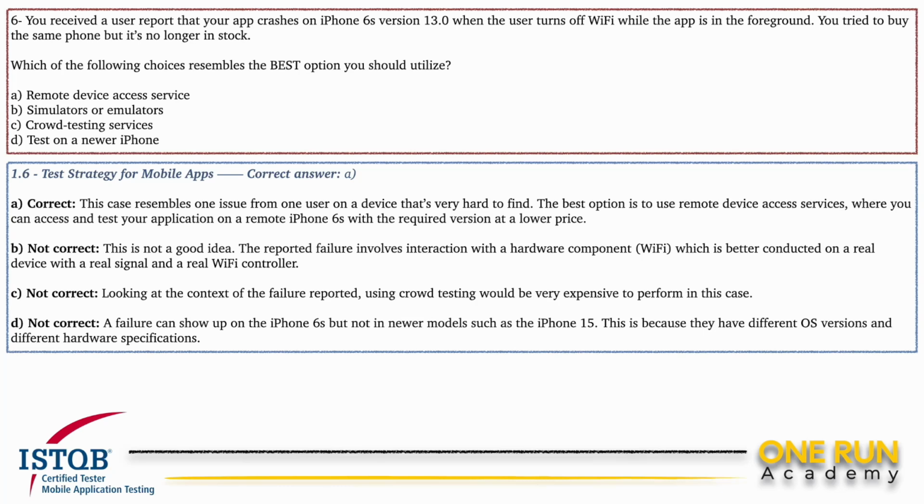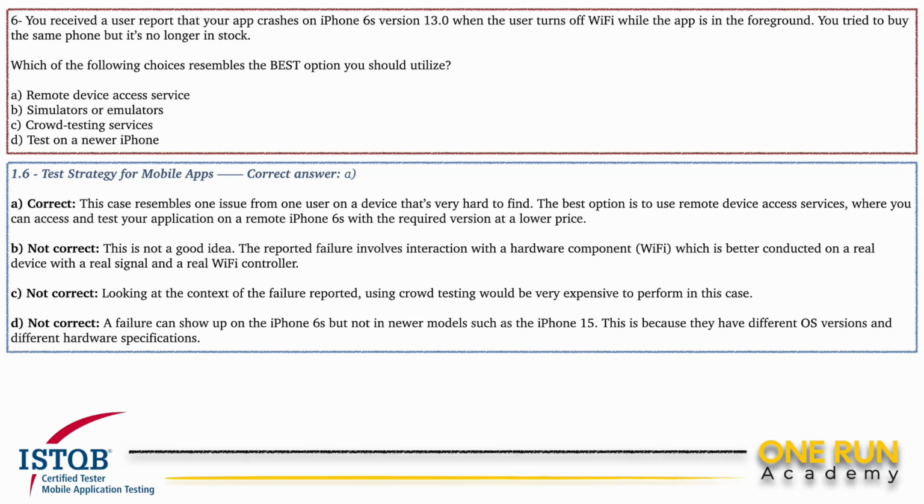Option C suggests crowd testing services. This is a more expensive option and doesn't seem justified for this specific issue. With only one user report on a single device, using crowd testing wouldn't be cost-effective or necessary. So, option C is not appealing.